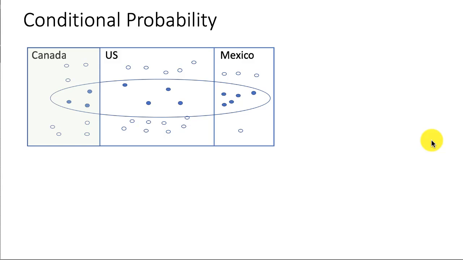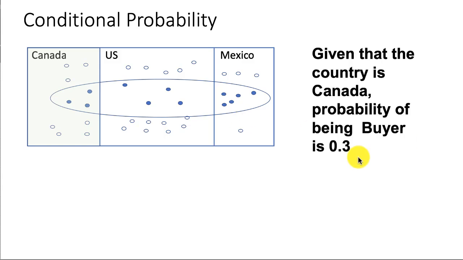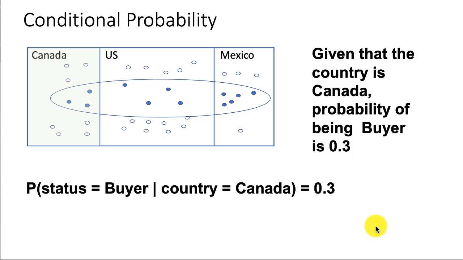So that's what we are talking about here, and that is conditional probability. Given that the country is Canada, the probability of a person being a buyer is 0.3, 3 out of 10. Whereas independently, it was 1/3. The way in which we state this probability, just in terms of notation, is probability of status equals buyer, vertical bar, given that country equals Canada is 0.3.